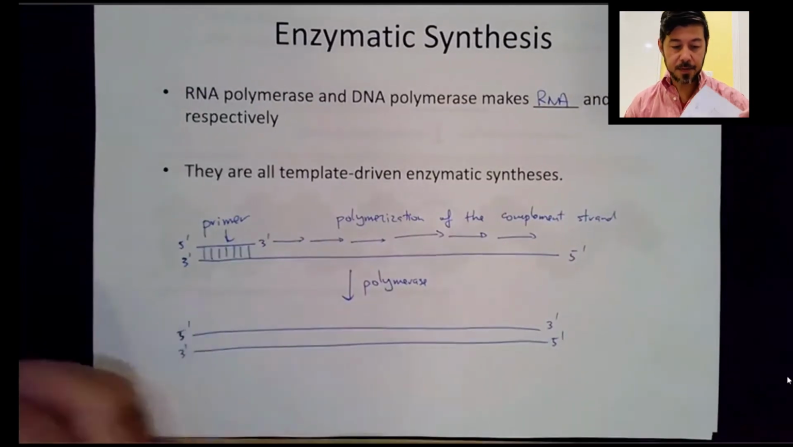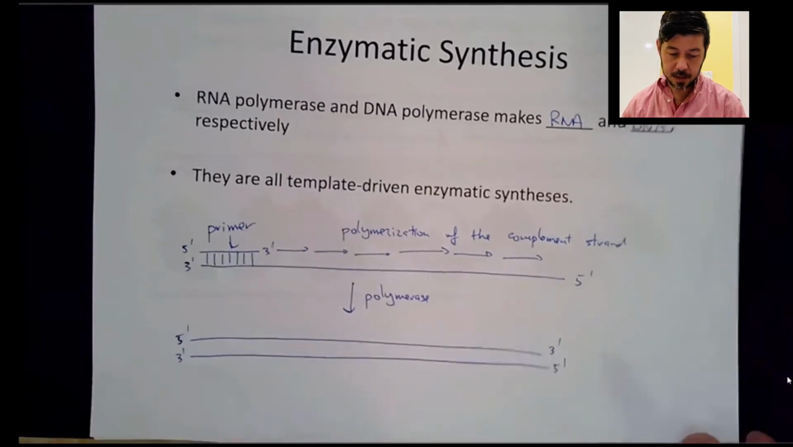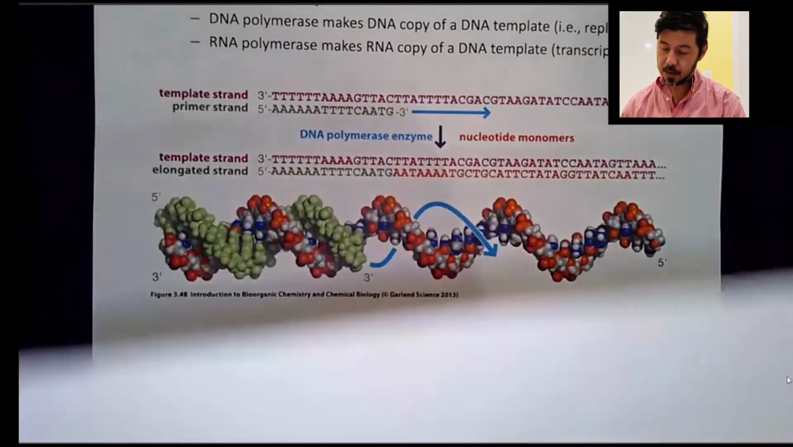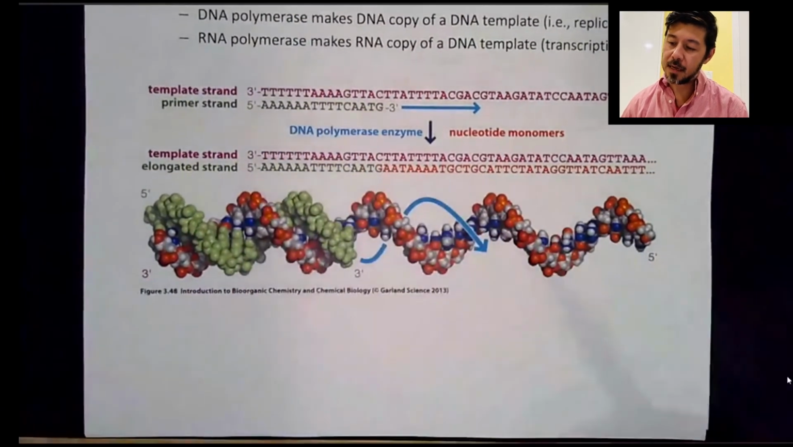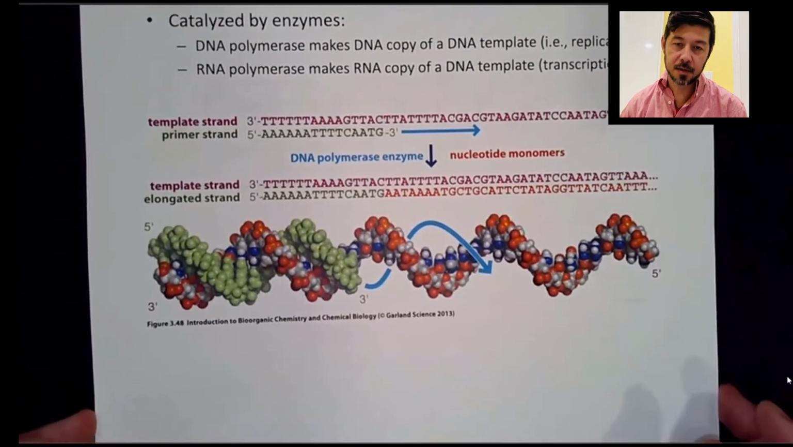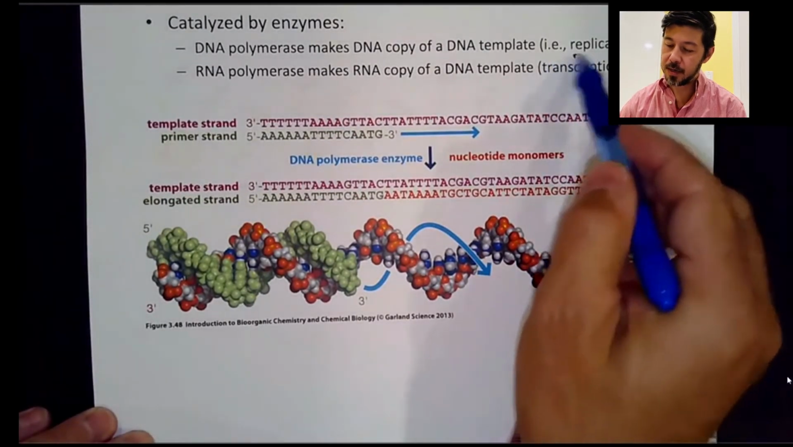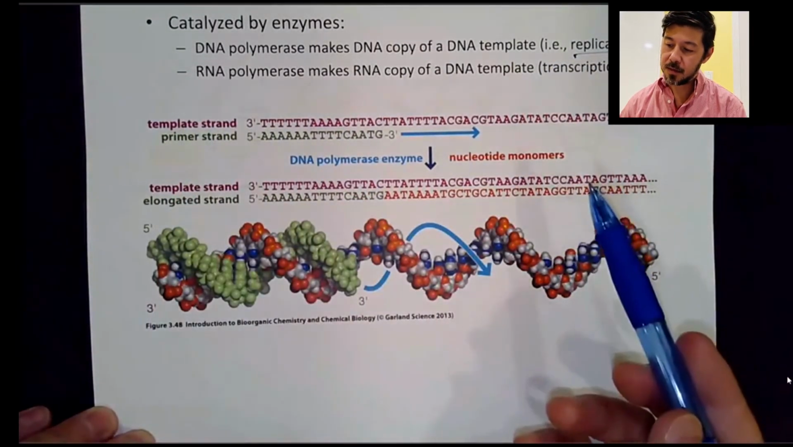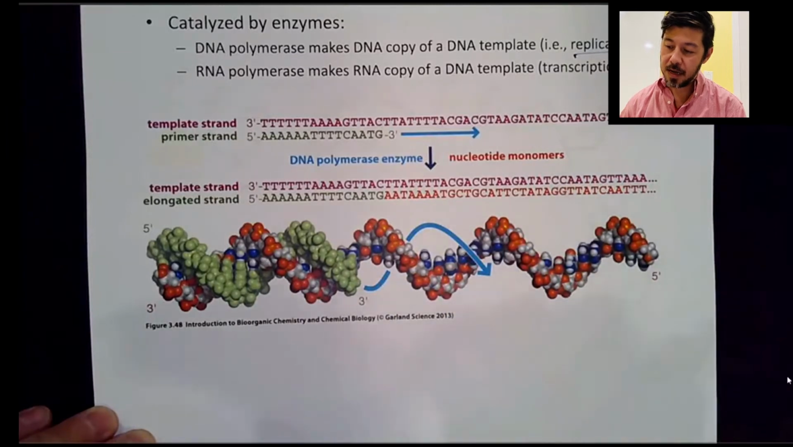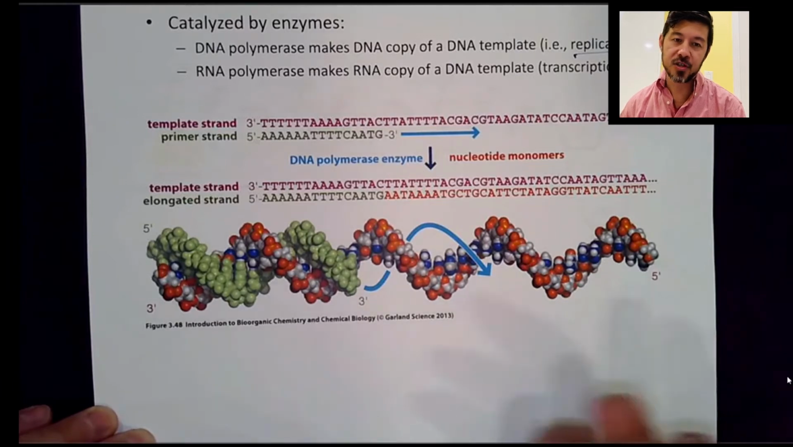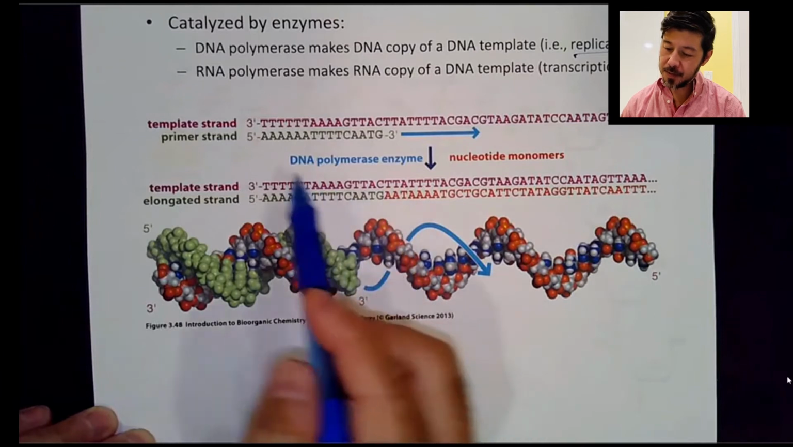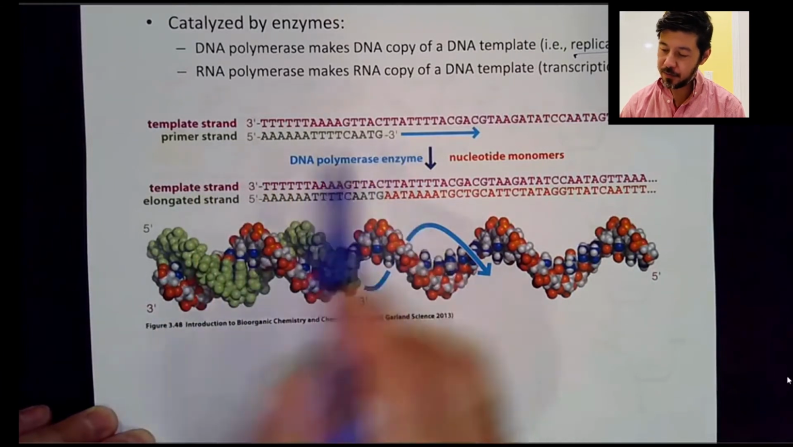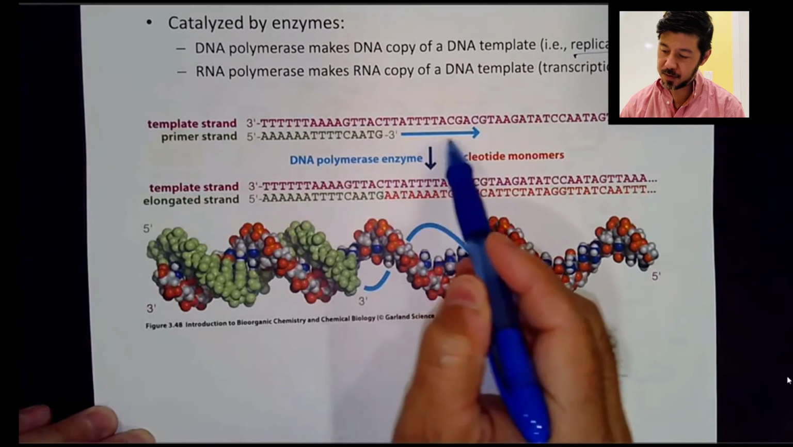Okay, so let's take a little bit of a closer look at what this looks like. And as I mentioned, this is catalyzed by enzymes. So DNA polymerase will make a DNA copy when it needs to replicate. Okay, so you've learned about that already. And RNA polymerase makes this when it needs to make RNA, and this is called transcription. This is also known as the first committed step of gene expression, so DNA to RNA. So as I mentioned before, a primer strand here, this is right from your textbook, and then the nucleotide monomers come in and get filled in.